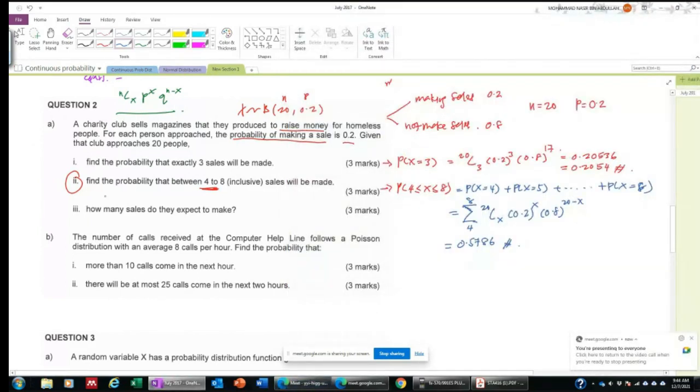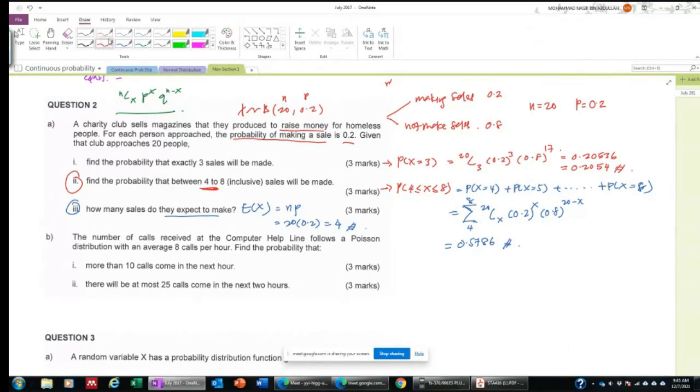Right? Very simple. So number 3, how many cells do they expect? So the expected value of X should be equal to NP. So NP is 20 multiplied with 0.2 is equal to 4. Right? This is very simple. 9 marks should be very easy for you. Right? So now, let's look at B. Any questions so far before we proceed?